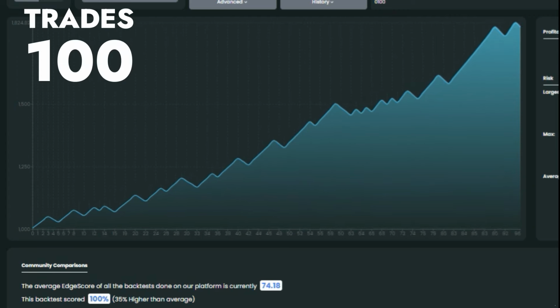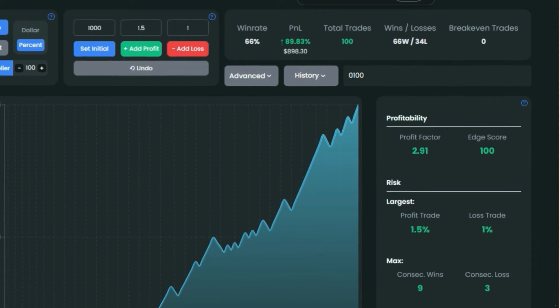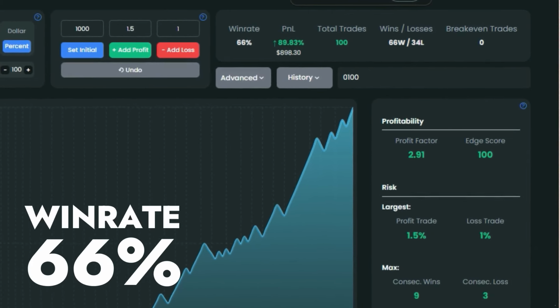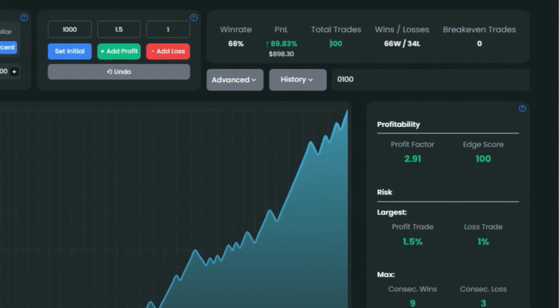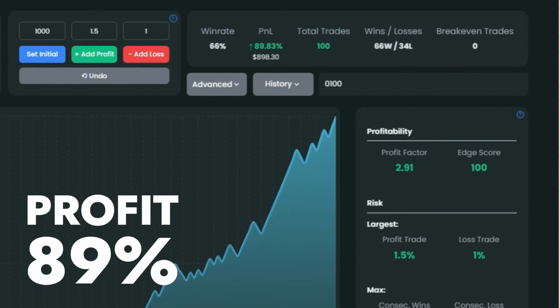We executed a total of 100 trades, and guess what? Our strategy had a win rate of 66%. That's like winning 2 out of every 3 trades. And here's the exciting part. We saw an impressive 89% overall profit.